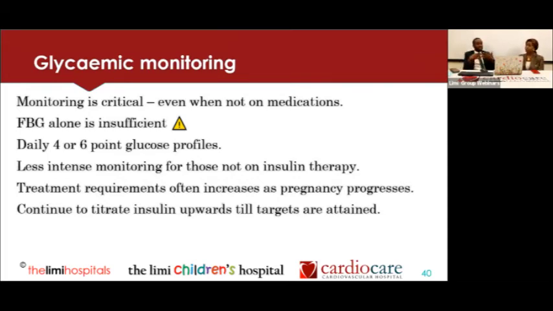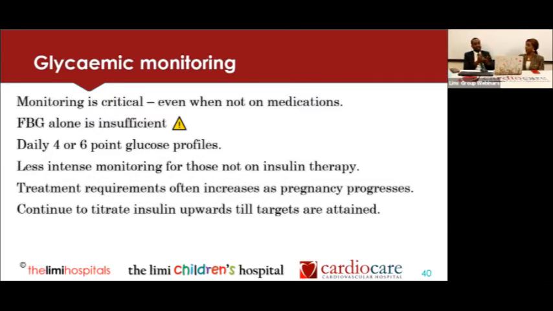While it's acceptable to do less intense monitoring for people that are not on insulin therapy, the patient has to be monitored, and it cannot be fasting alone. In fact, the fasting is the least useful of the parameters. Treatment requirements often increase as the pregnancy progresses, because, as we said earlier, the amount of insulin resistance is greater in the second and third trimester, and we have to titrate insulin doses upwards in people who are on insulin till the targets are attained.